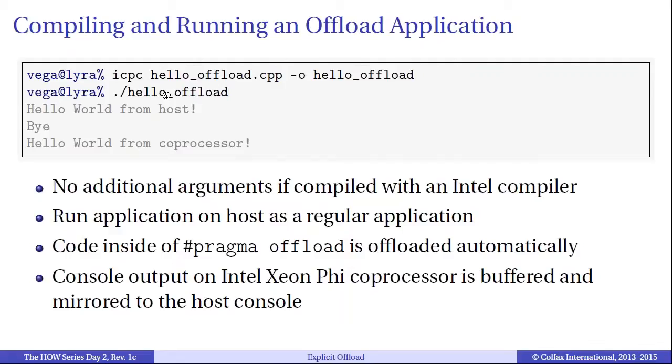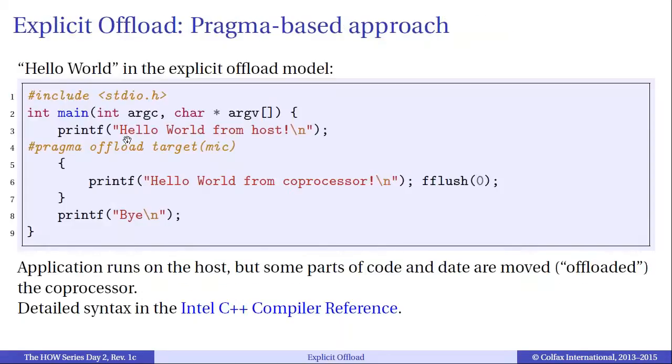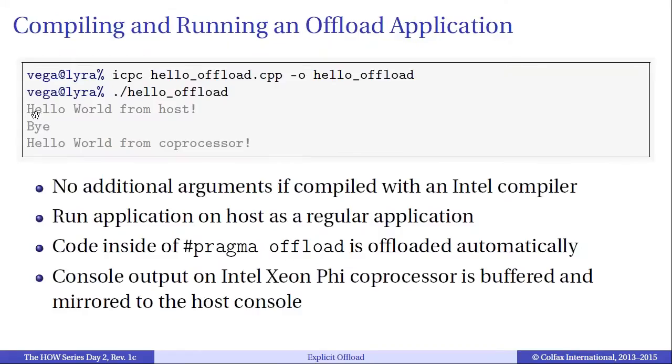I don't have to copy the file to Xeon Phi. I don't have to SSH into Xeon Phi. I just run the application on the host, and it says hello world from host, bye, hello world from coprocessor. So it is important to understand why the order of lines is not the same as in the original application. In the original application, we had hello from host, hello from coprocessor, bye. When we ran, we had hello world from host, bye, hello world from coprocessor.